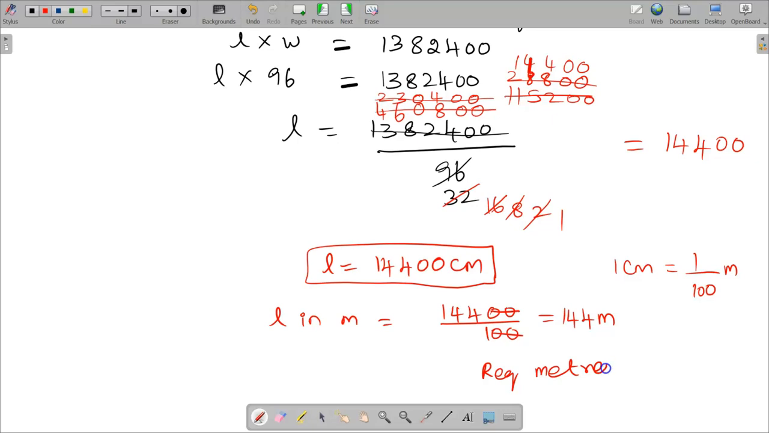So the required meters of tarpaulin cloth of 96 centimeter width is 144 meter. Okay, so this is the final answer.